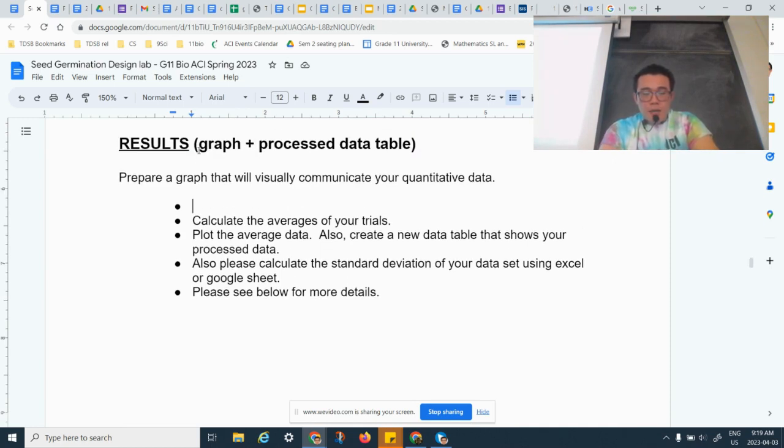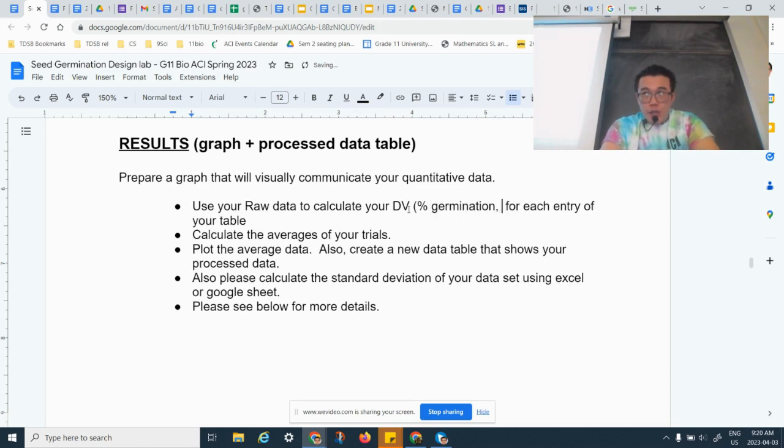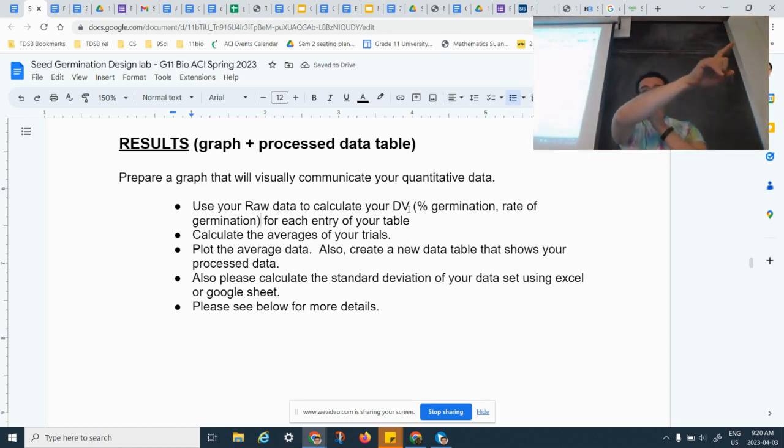So for this one, use your raw data to calculate your dependent variable, okay, for each entry of your table. Okay, so when I'm saying dependent variable, we're talking about percentage germination. We're talking about the rate of germination. Okay, so you have to calculate that per any of those boxes.